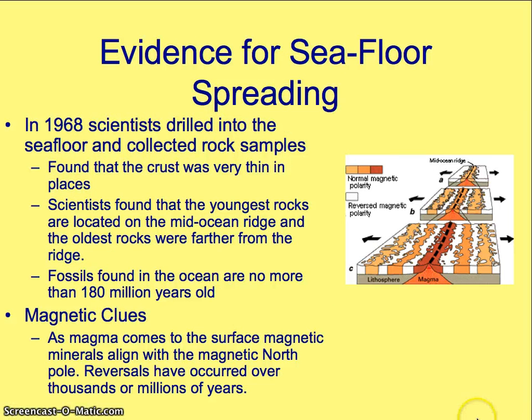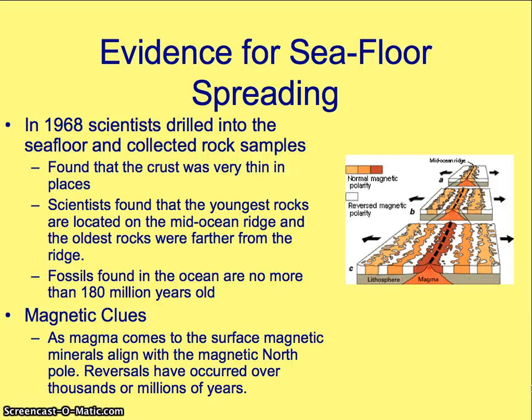Now, there are two pieces of evidence that Hess had for seafloor spreading. So, the first one was rock samples. They found that the crust is very thin in places of oceanic crust. And they found that the youngest rocks are located at the mid-ocean ridge, and the oldest rocks were furthest from the ridge. When they took these samples, they found that no fossil was older than 180 million years old, which leads us to believe that none of the ocean crust is older than 180 million years old.